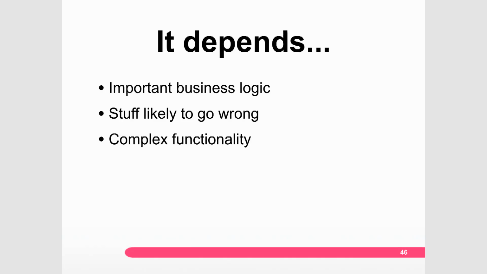And then there's the question of what to test. I think that's different for everybody, right? I'd say important business logic, stuff that's likely to go wrong, complex functionality. In the ideal situation, everybody would test 100% of their code in unit tests all the time. But we all know that time is often limited on projects. So it really depends. I'd always go for the most important business logic first, right?